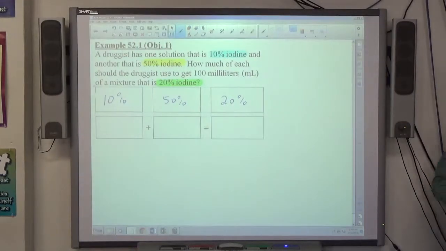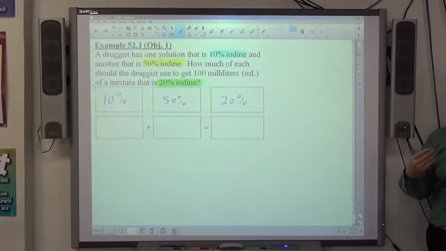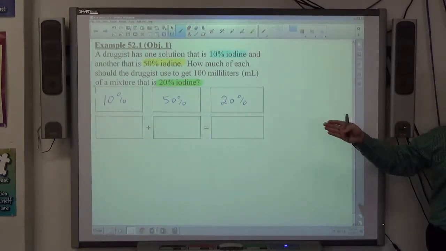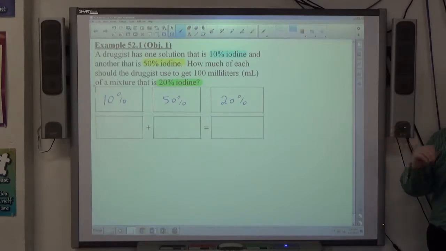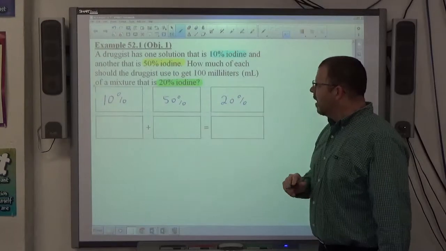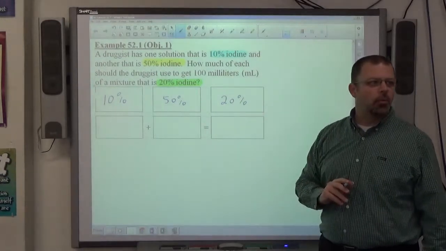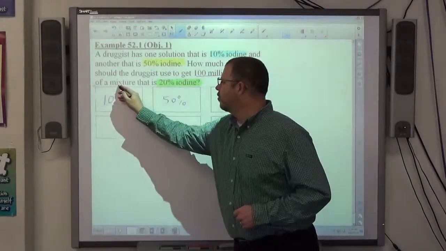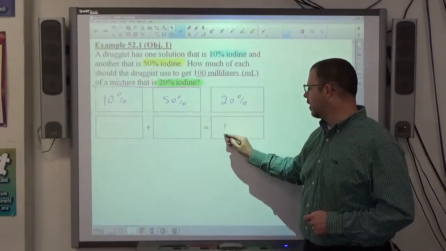So that's priority one. Get your percentages dealt with. And again, focus on what's being mixed together and what you're trying to make. And what we're doing today, everyone's going to be too weak and too strong, add to make something in the middle. All right. Then I need to start putting amounts in. I always start with the one that I know. We're getting 100 milliliters of 20%. So 100 milliliters goes here.